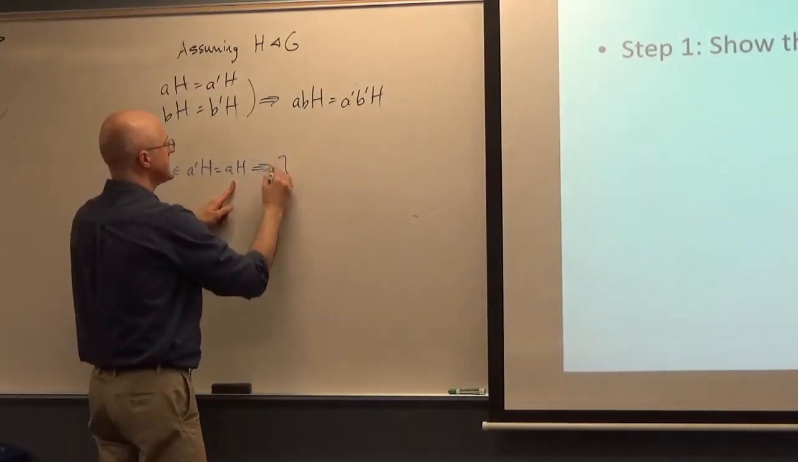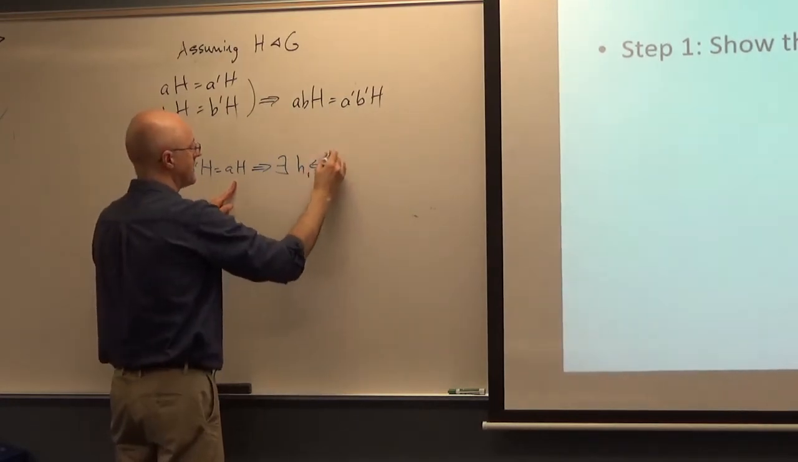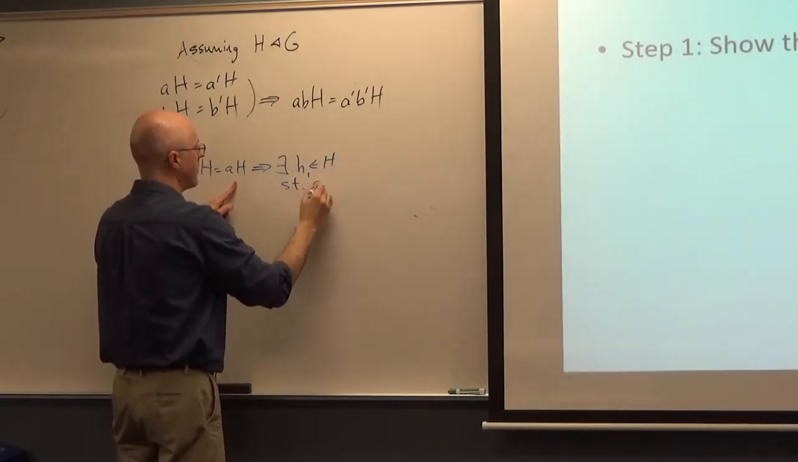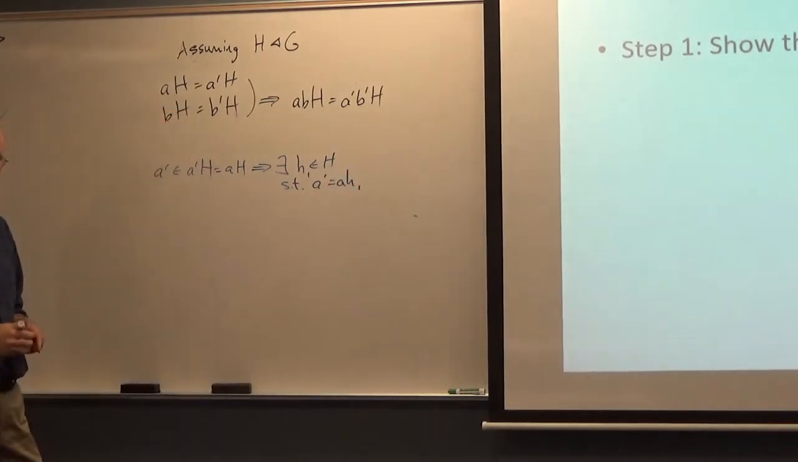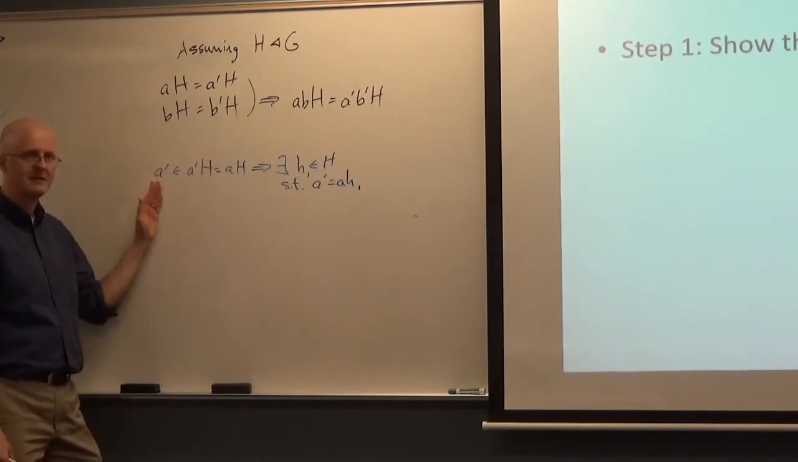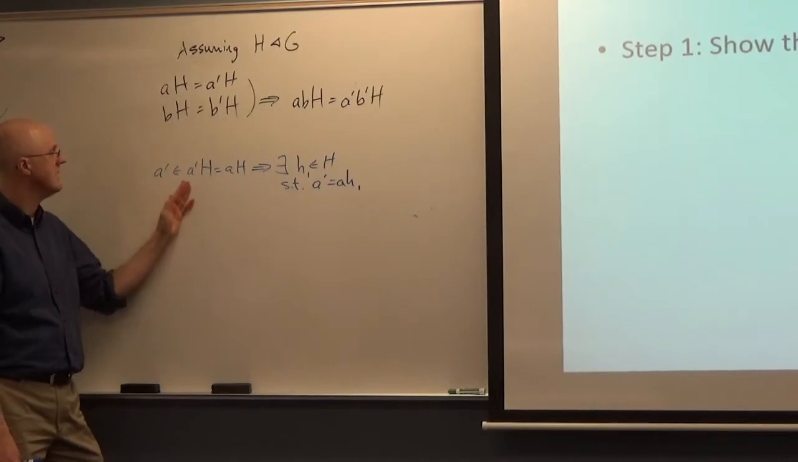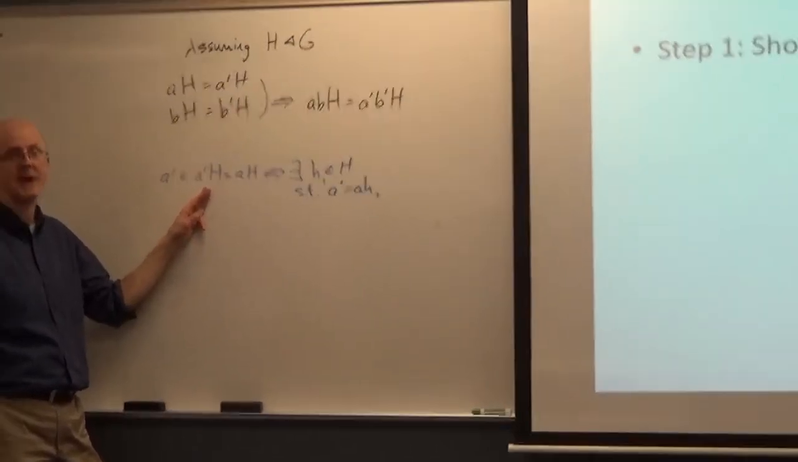That means there exists, call it, say, H1 in capital H, such that A prime equals A times H1. This is really important. Should I say that again? Take this element A prime. It is in the left coset of H in G containing A prime because it's A prime times E.